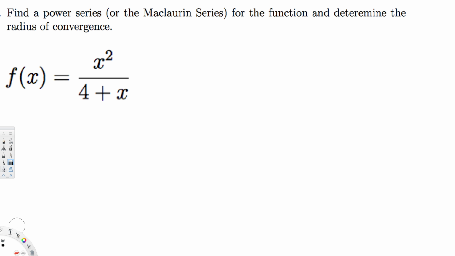Let's try this problem right here. This question is asking to find a power series for the function and determine the radius of convergence.